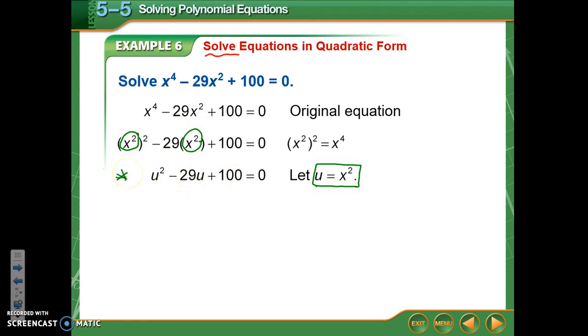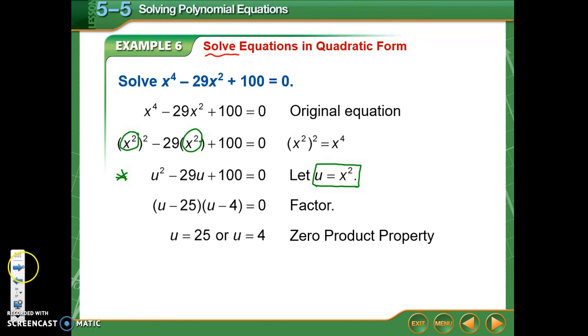And now this equation looks just like the quadratic equations we've solved before, which is a big benefit because now you can either complete the square, use the quadratic formula, or you can factor. In this case, factoring is the fastest. Two numbers that multiply to positive 100 but add up to negative 29: negative 25 and negative 4. Since the leading coefficient is 1, we don't have to do the grouping part. And then we set each of those factors equal to 0. If you don't remember how we got from one step to the next, we do u minus 25 equals 0, or u minus 4 equals 0, and then you solve. So I get u equals 25 or u equals 4.